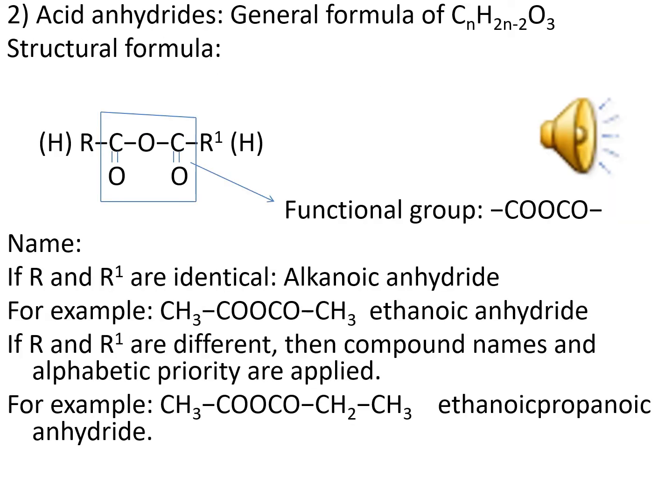Okay, the second derivative of the carboxylic acid to discuss is the acid anhydrides. Acid anhydrides have the general formula of CnH2n-2O3. The structural formula is R single with a carbon. This carbon is double with an oxygen, then single bonded with an oxygen, then this oxygen is single bonded to a carbon, and this carbon is double bonded with an oxygen, and then single bonded with an alkyl group R or R prime. Now the alkyl groups R and R prime could be replaced with H atoms.